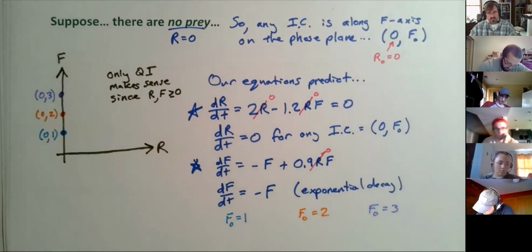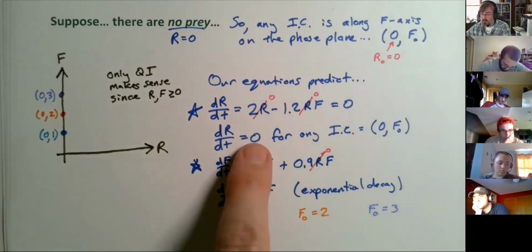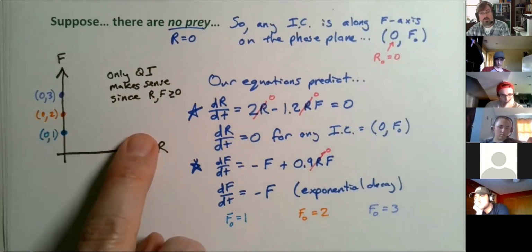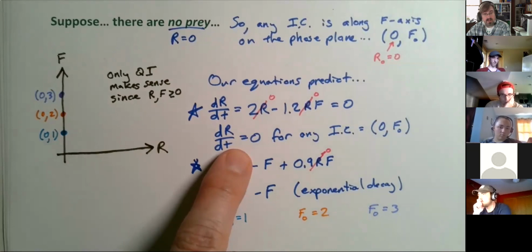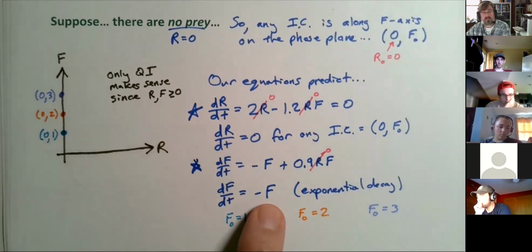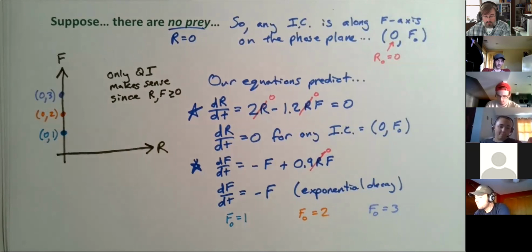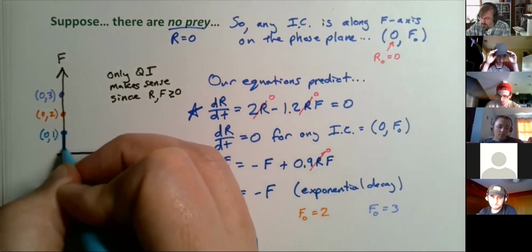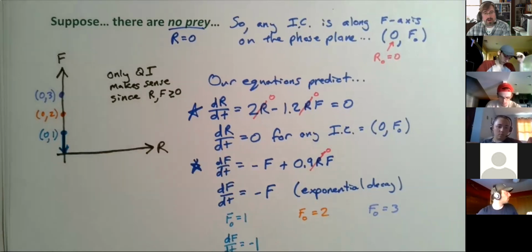In each one of these cases, these two equations are telling me that there's no change in the horizontal, right? I don't suddenly move horizontally because this is telling me that there's no change in my horizontal position. But my vertical position does drop. It drops at a rate proportional to whatever the population size is. So in this first case, where f of 0 equals 1, that means df dt starts off at -1, which means it's going to be a downward motion at about 1 unit of fox population per time.